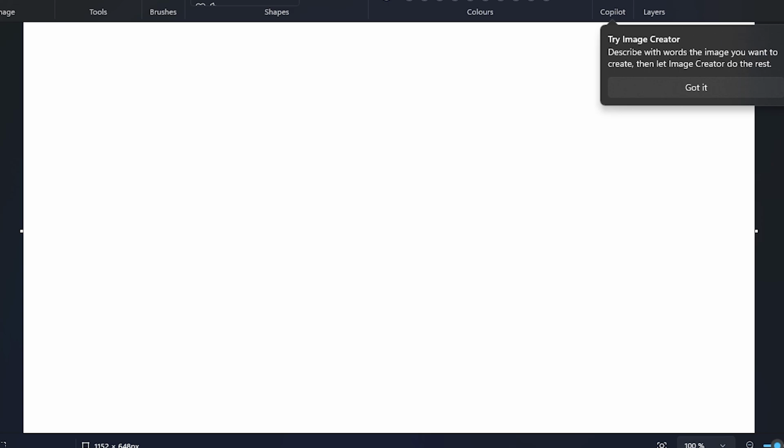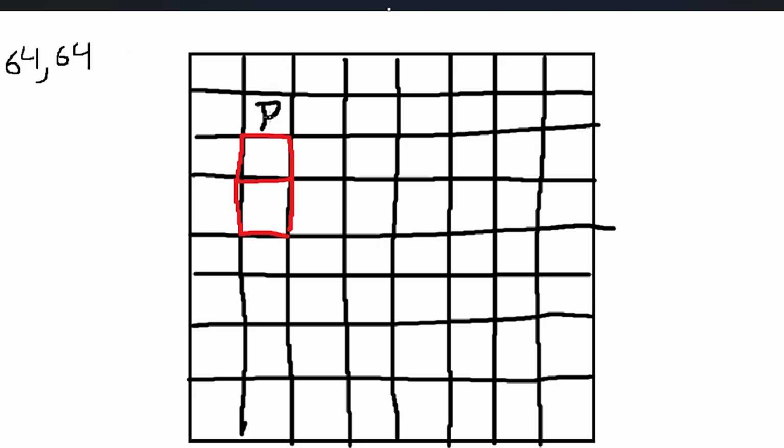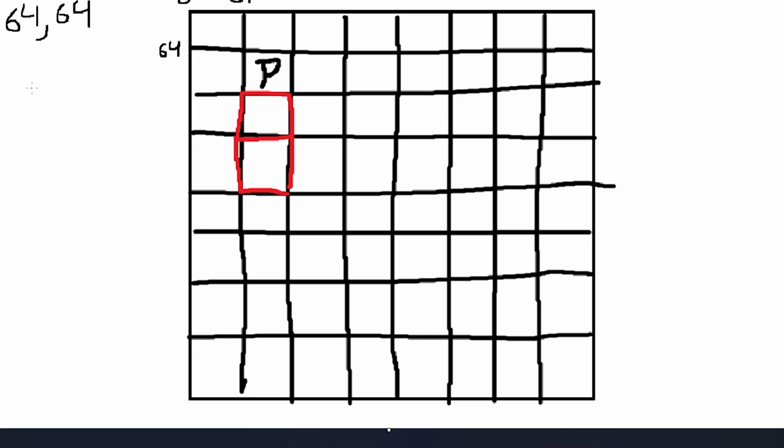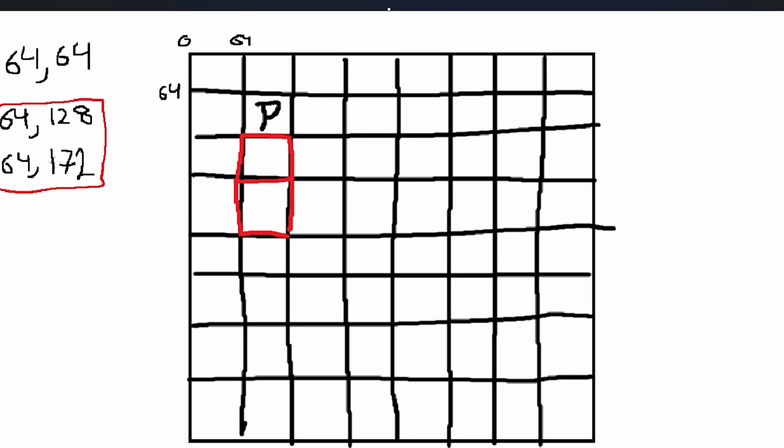So let's just draw a little bit to make this a bit clearer for myself especially. So let's say we have our beautiful chessboard here, and we have a pawn right here. So the first move that the pawn can make is right there. So those two tiles. So the pawn is going to be at 64, 64. Then the next step is going to be 64, 128 and 64, 172. And then so forth for all the other pieces.